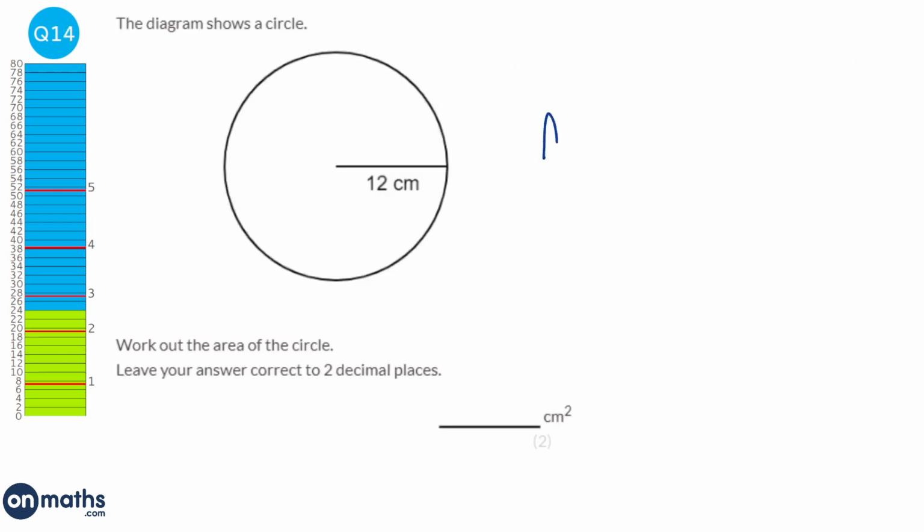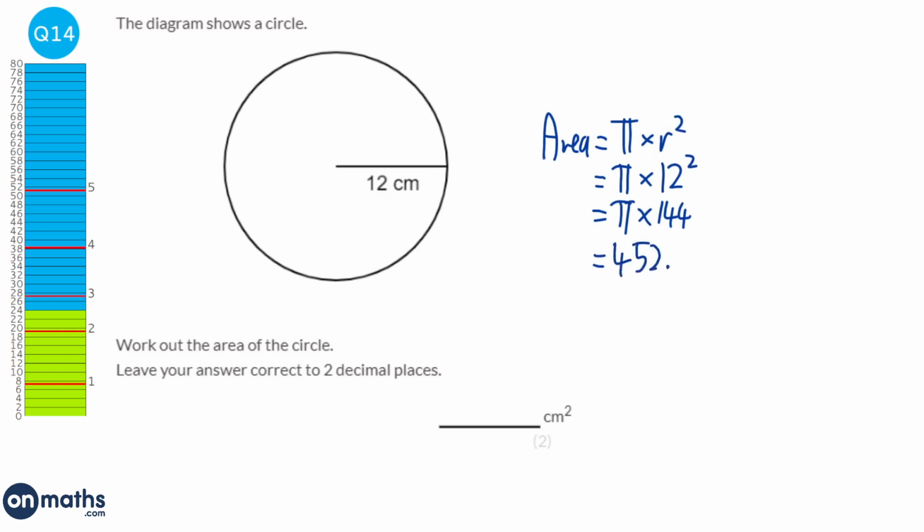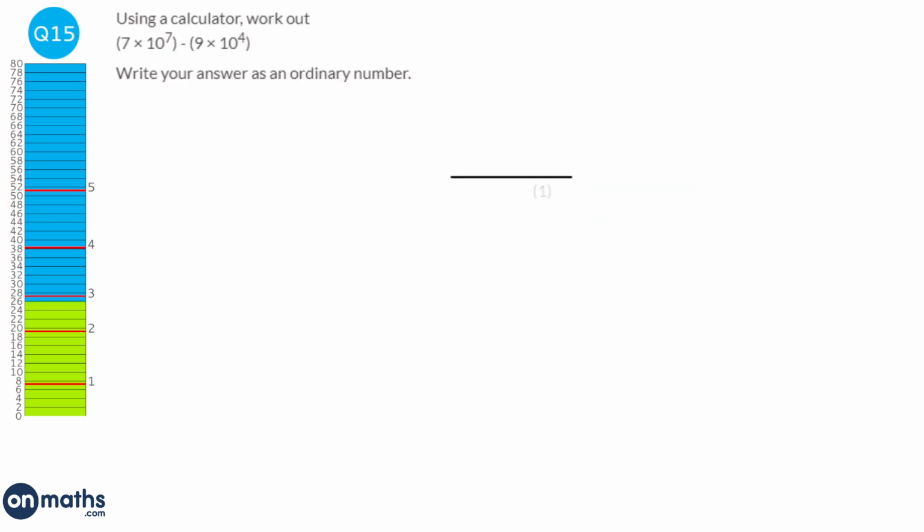To find the area of a circle, we use the formula area equals pi r squared, or pi times r squared. We're given that the radius is 12, so it would be pi times 144. Type that into the calculator and you get 452.389 and so on. The question asks us to round it to 2 decimal places, so that would be 452.39.